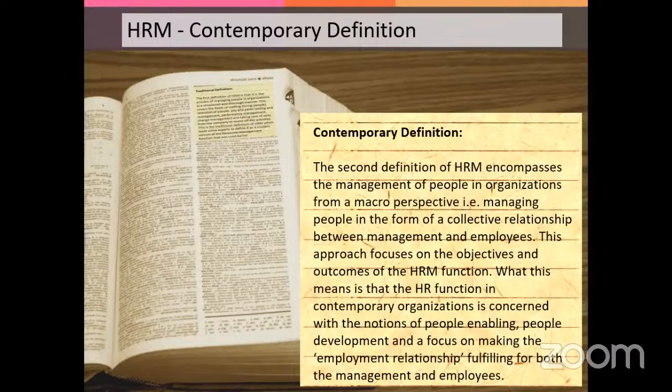This approach focuses on the objectives and outcomes of the human resource function. What this means is that the HR function in contemporary organizations is concerned with the notion of people enabling, people development, and the focus on making the employment relationship fulfilling for both the management and the employees.